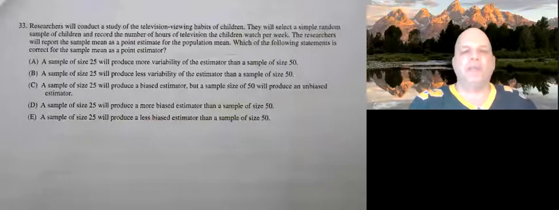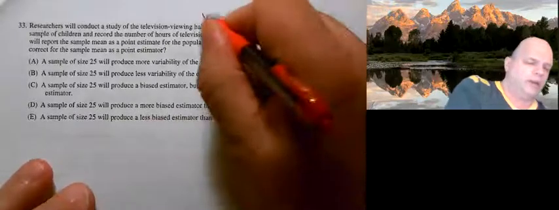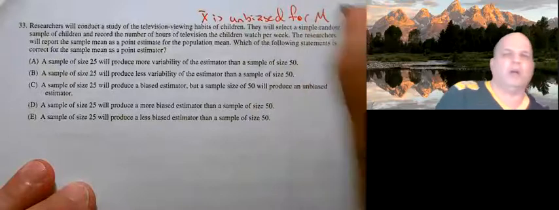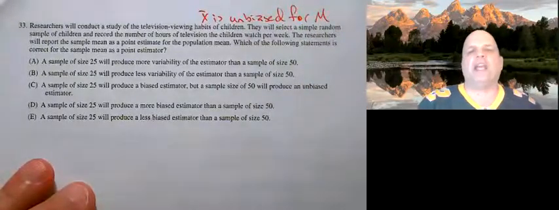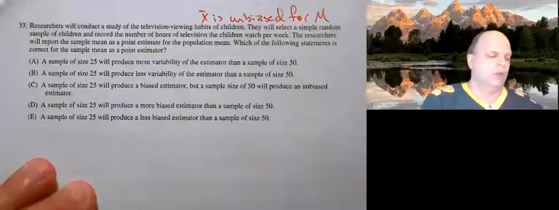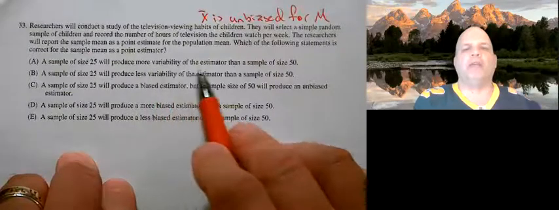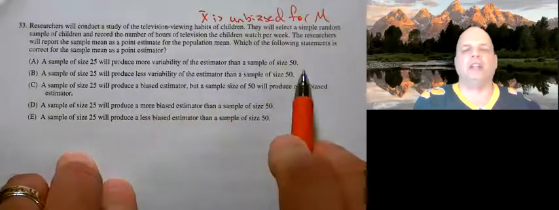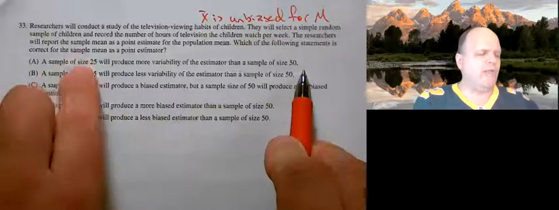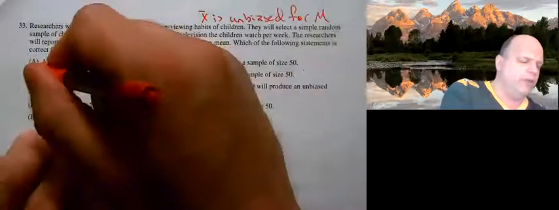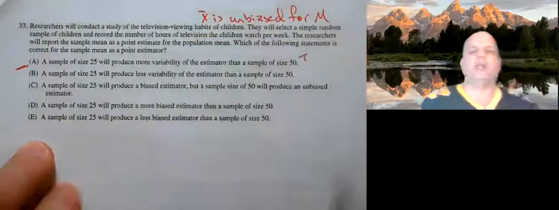First off, the sample mean X bar is unbiased for mu. Alternatively, P hat is unbiased for P. So a sample of size 25 will produce more variability for the estimator than a sample of size 50. And that is true. We have more confidence when we have a larger sample. This has more variability, so this is a true statement. This is probably our answer. We're going to keep going on.